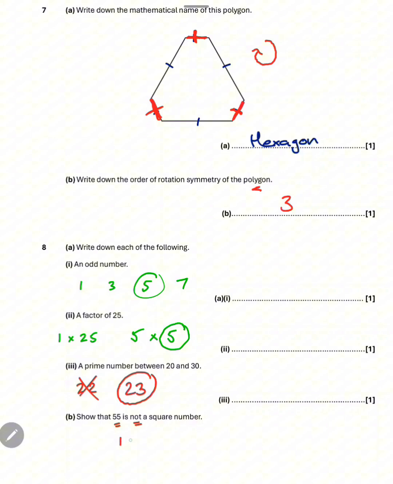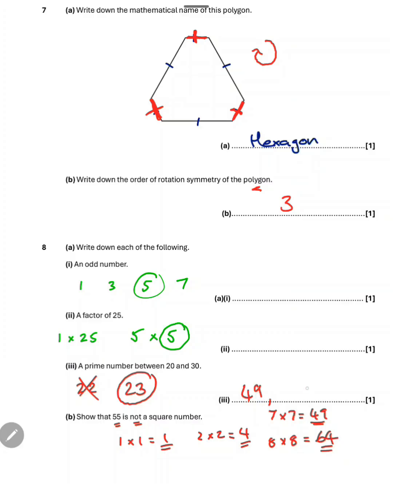And then show that 55 is not a square number. Well, your square numbers are these things. 1 times 1 is 1 square. 2 times 2 is 4 square. We can keep going with this, and what you'll get is 7 times 7 is 49 square. And if we do the next one, 8 times 8 is 64 square. So if you've got 49 is a square number and 64 is a square number, 55 is not a square number. You're showing the square numbers on either side of that number, which is not square.